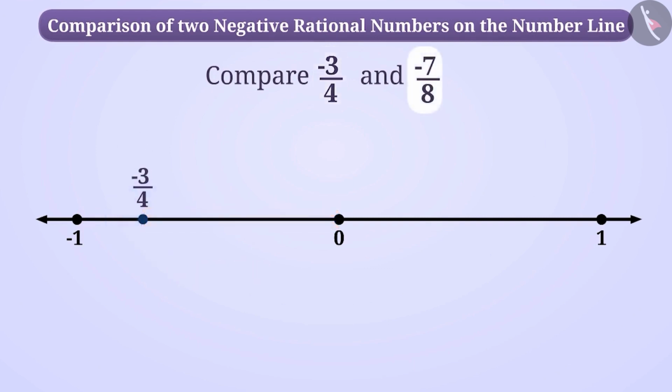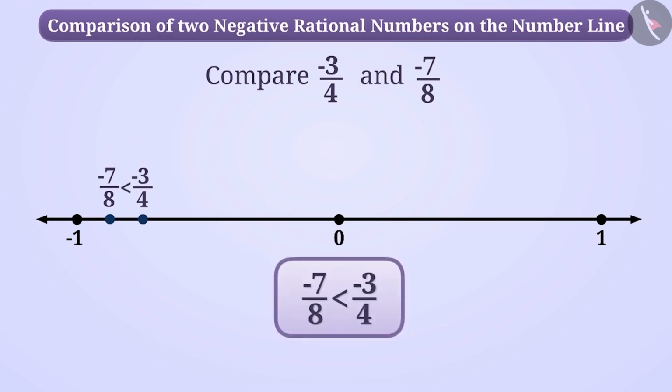Similarly, the position of -7/8 can be represented by dividing the distance between 0 and -1 into 8 equal parts and taking 7 parts out of it. After observing their positions, try to identify which number is greater and which is smaller. Think for a while. You are right. After looking at their positions, it can be observed that -3/4 is to the right of -7/8. Therefore, -3/4 is a greater rational number than -7/8.